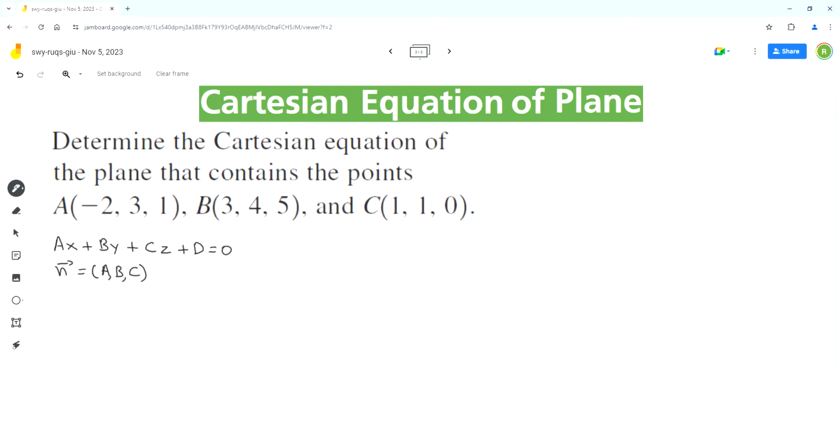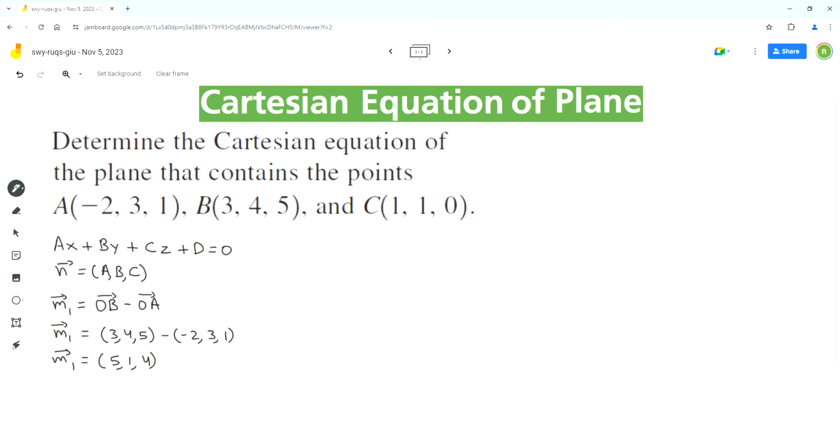So let's start with the first direction vector. We can use points A and B. So we'll use the position vectors for points A and B. Now we can subtract these vectors by subtracting their x, y and z components. So this is the first direction vector for this plane.